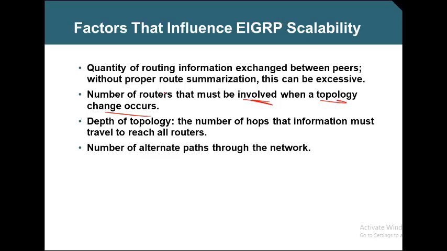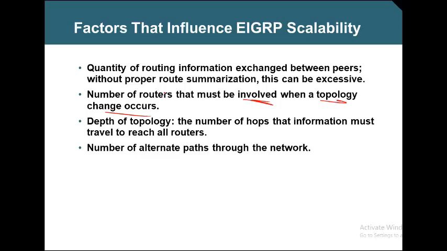How many routers the information needs to be sent to when a change occurs. That's what it means, depth of topology. Fourth point, the number of alternate paths through the network. When there is an alternate path in the topology table, the scalability will be better than with no routes.